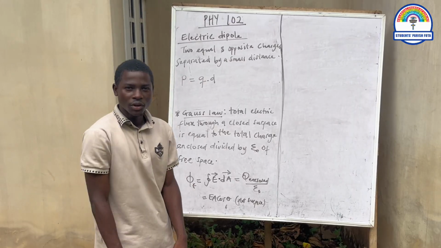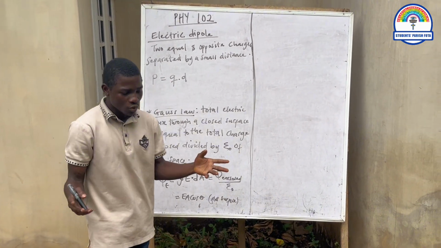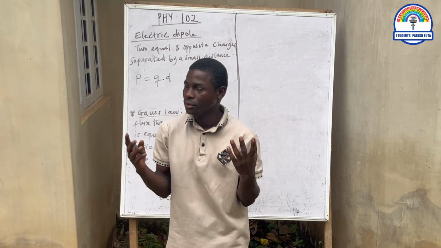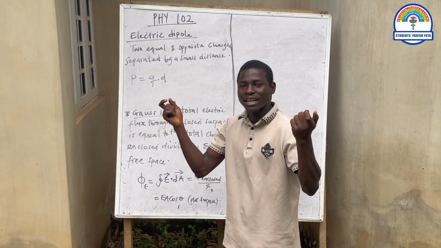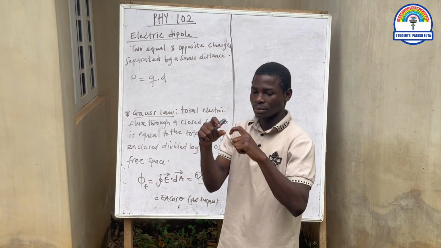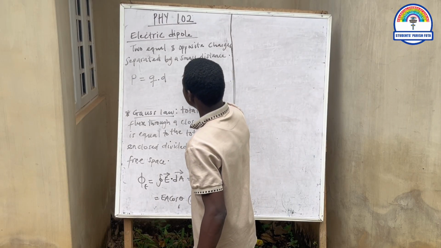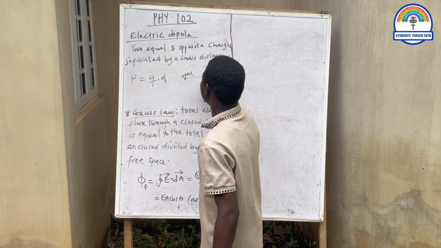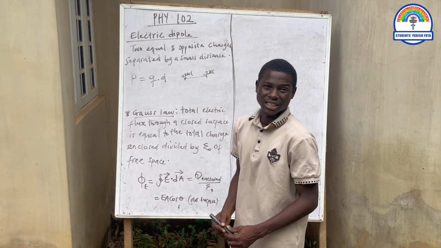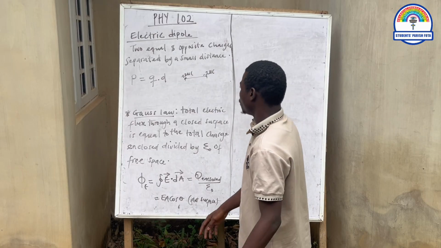So we'll be moving on to electric dipole now. Just a short note on it. An electric dipole is 2 equal and opposite charges that are separated by a small distance. For instance, you have plus 2 microcoulomb and minus 2 microcoulomb, separated by a short distance. That's called an electric dipole. This application can be found in capacitors.